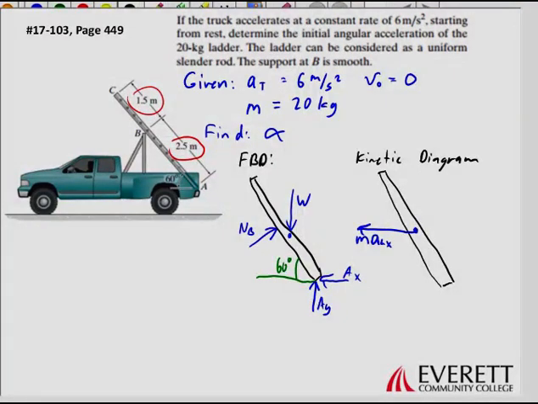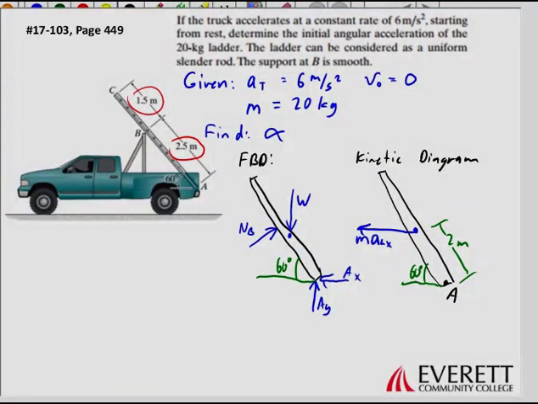I'm also going to go ahead and put my angle on there like I did on the last one. Obviously it's the same angle, 60 degrees, and then I'm going to put a distance on this one of 2 meters because we know that the center of mass is going to be right in the middle of that rod. Total length of the rod is of course 4 meters, the 1.5 plus the 2.5, and halfway up is going to be that center of mass. So there's my kinetic diagram. And I'm going to put my point A down here.